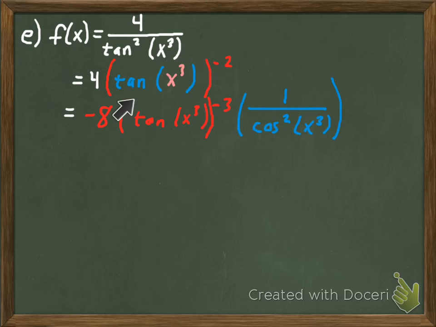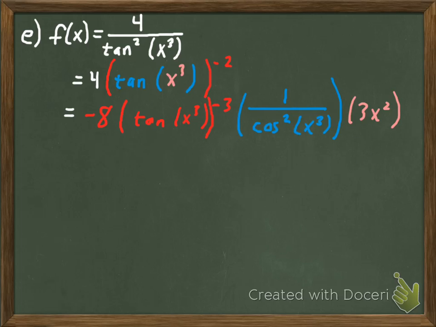And then the derivative of tangent x, if you remember, was 1 over cosine squared of x. So we made this 1 over cosine squared of x cubed. And then finally, the derivative of the innermost function. The derivative of the innermost function is 3x squared.